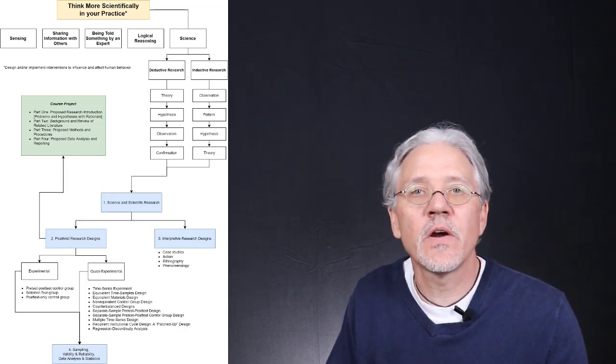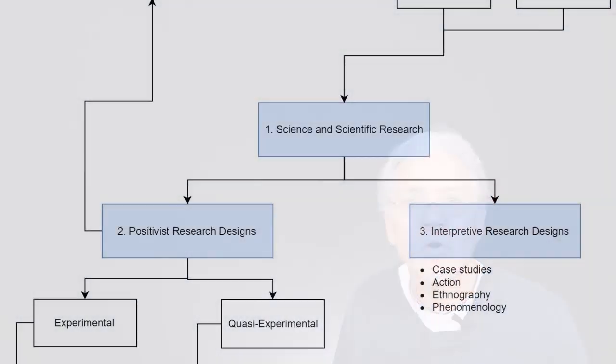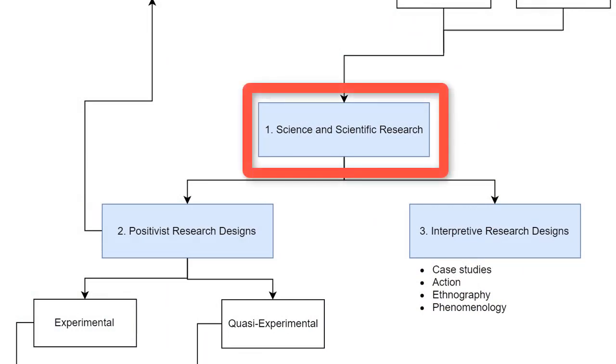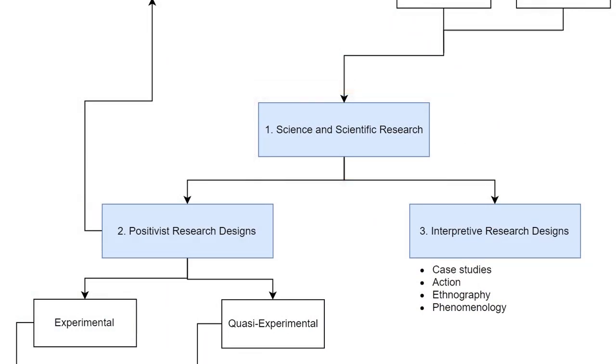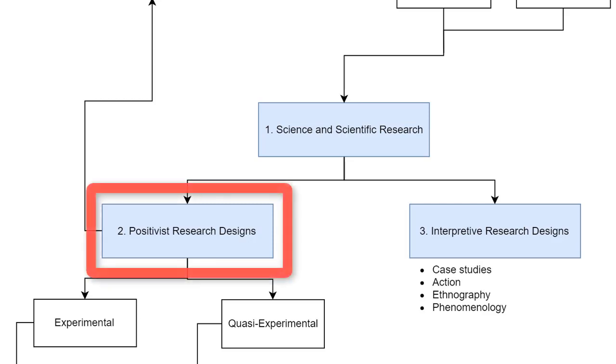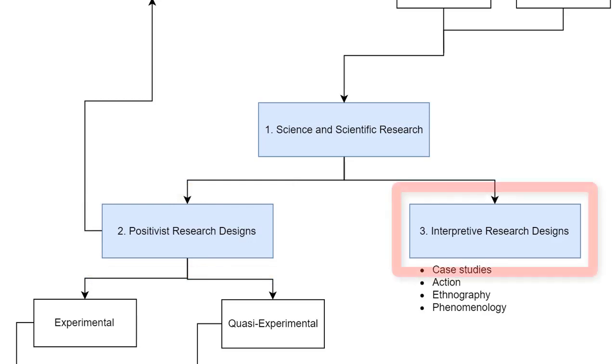Now that leads to the very first big part of the course, which is science and scientific research. Now from science and scientific research, that's broken up into two kind of subcategories. One is positivist research designs, and the other is interpretive research designs. Now it's important to note that both of those types of research designs are both science.